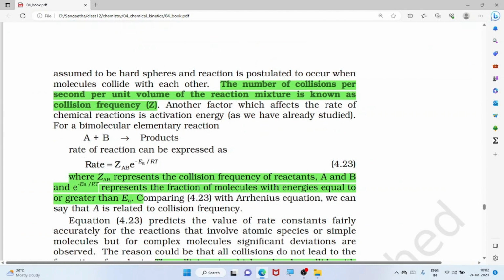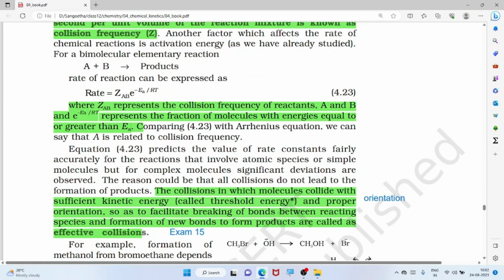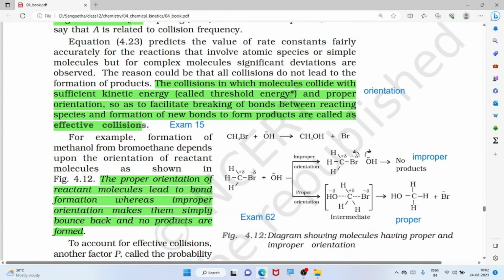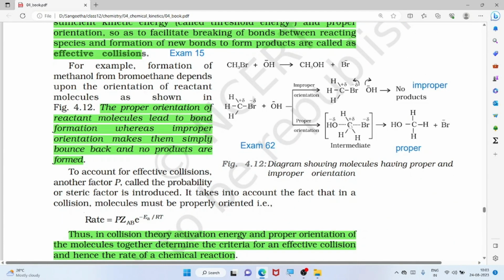The number of collisions per second per unit volume in the reaction mixture is known as the collision frequency. This represents the collision frequency of the reaction, and this represents the fraction of molecules with sufficient energy. Collisions in which molecules collide with sufficient kinetic energy, the threshold energy, and proper orientation, which is also important, so as to facilitate the breaking of bonds between the reacting species and the formation of new bonds in the product, are called effective collisions. With proper orientation, products are formed. If improper, then no products will be formed.